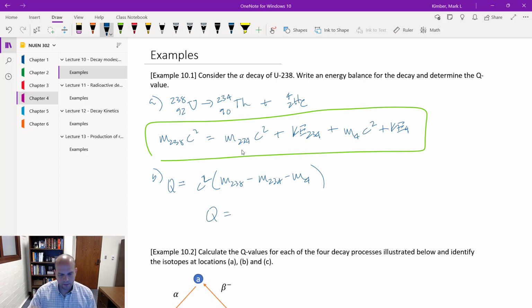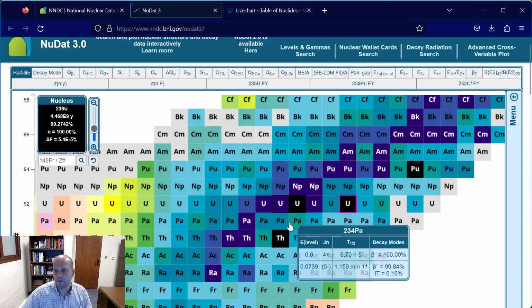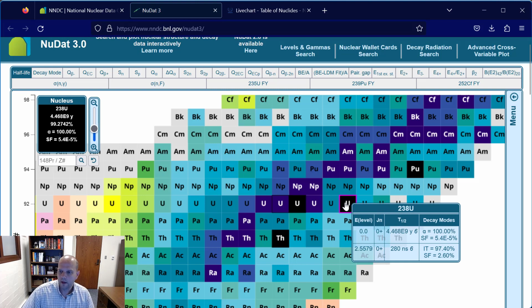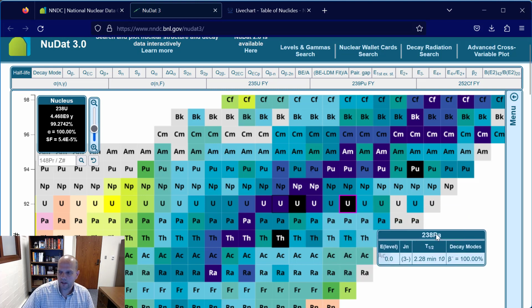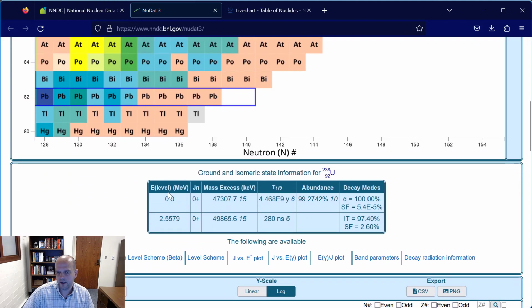And I can go look up the masses either in a chart of nuclides, or I can use my own function that has the built-in data table that it's extracting information from, and I find out that this is 4.27 MeV. So if I go back to this nuclide chart from Brookhaven, then I can hover over this, and click on U-238, and I can see the energy levels, but this doesn't correspond to my Q values.